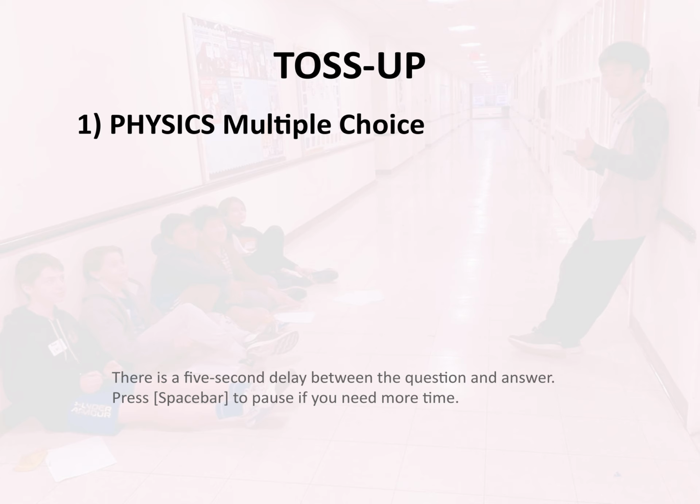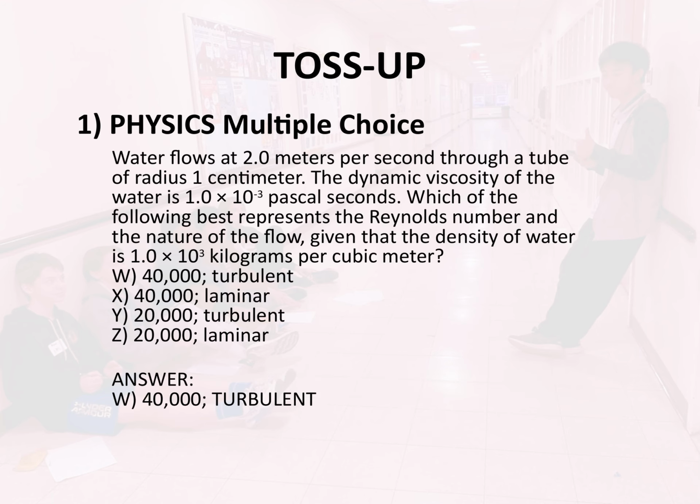W. 40,000, turbulent. X. 40,000, laminar. Y. 20,000, turbulent. Z. 20,000, laminar. Answer. W. 40,000, turbulent.